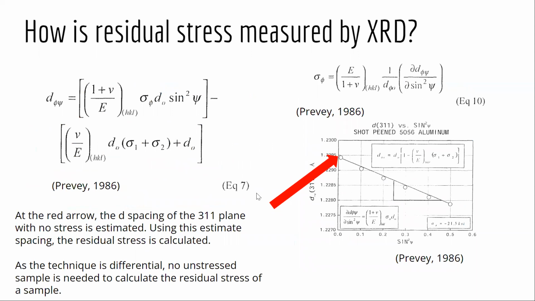So as you can see here, you've got your d-spacing, which is related to Poisson's ratio and your modulus of elasticity. At the red arrow, you can see the d-spacing of the 311 plane with no stress, and you can estimate that by using the relationship shown in the chart. And then something else to note is that since the technique is differential, you don't need an unstressed sample as a baseline to calculate the residual stress of your sample of interest.